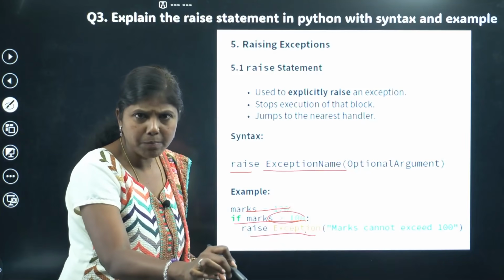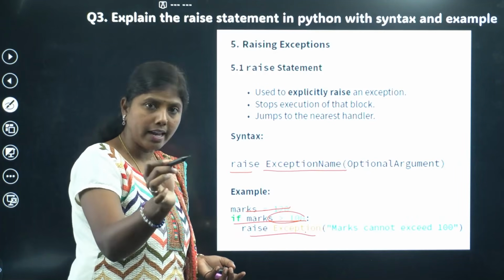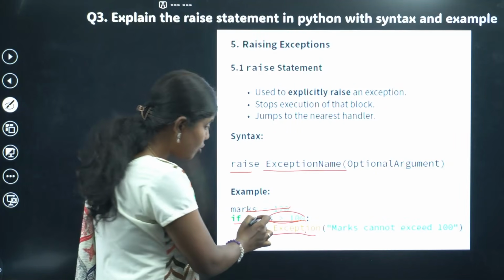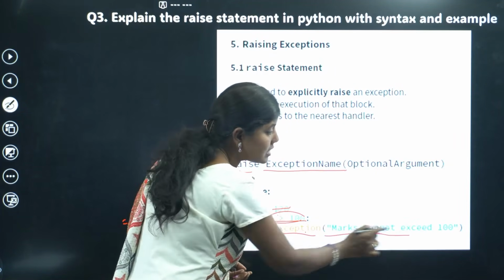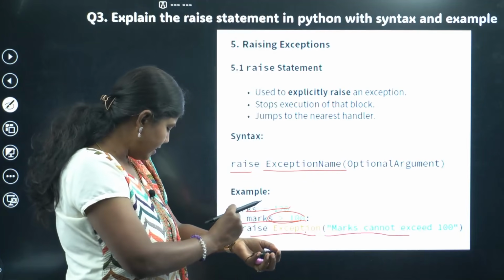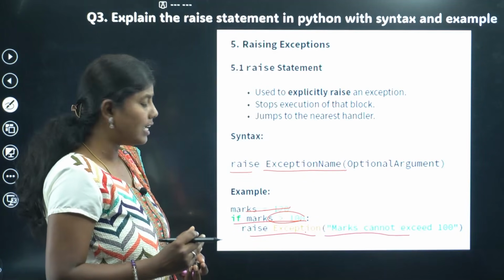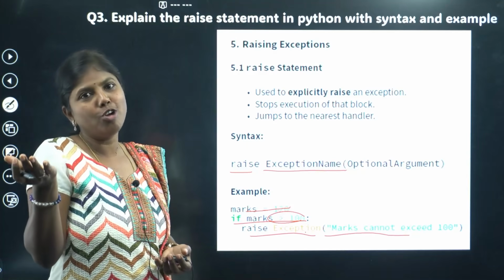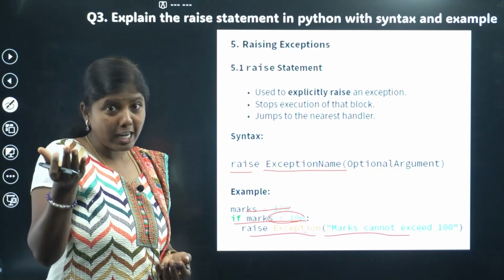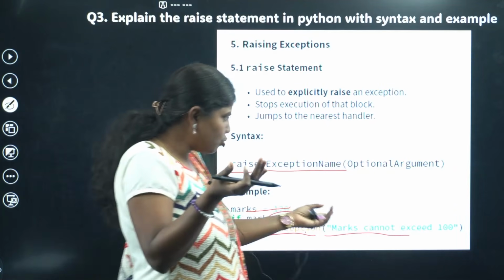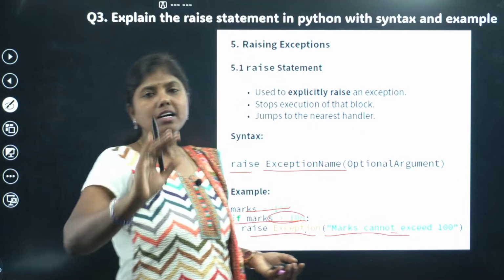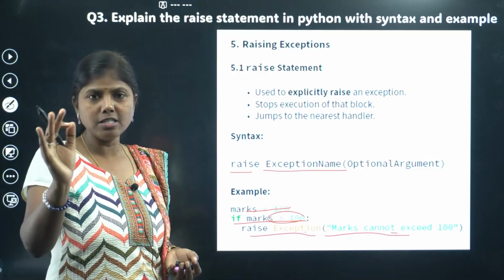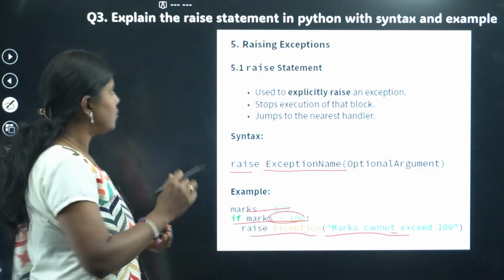Is the condition compulsory for raising this? No. But you can. But it will be useful only when we have a certain condition, isn't it? So raise exception, marks cannot exceed 100. Automatically it's going to raise one built-in exception called Exception itself. The Exception class is there actually. So it's going to pass on a message: marks cannot exceed 100. It's an error that is manually raised. Clear? So we'll go with the next question now.